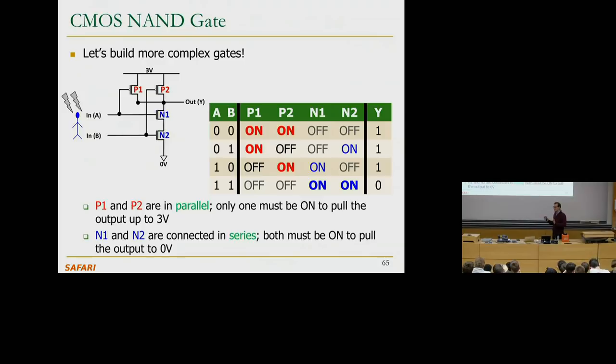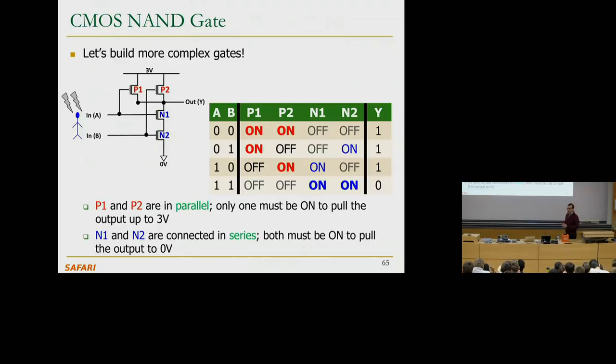Make sense? You just need to go through what happens for each input case, basically. If the input is 0, 0, P1 and P2 get turned on, N1 and N2 get turned off, you get a high voltage at the end because 3 volts get connected over here. That's true whenever A or B is 0. Only case where that's not true is when A and B are both 1. In that case, you get N1 and N2 in series turned on, they get connected to the output, and these are disconnected because these transistors are turned off. As a result, you get 0 volts.